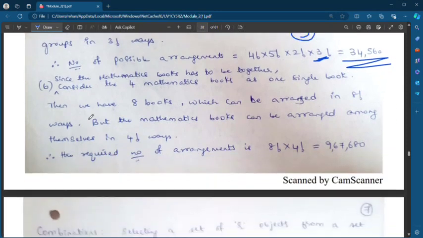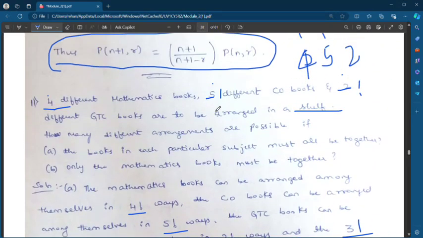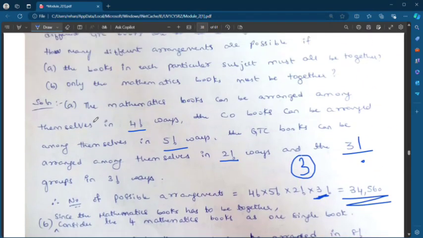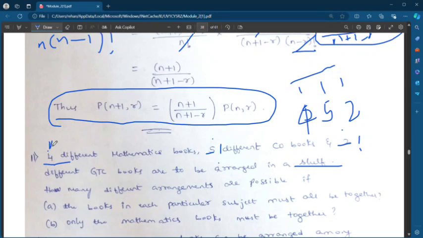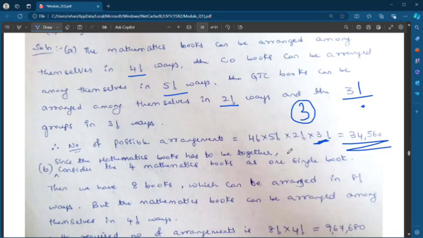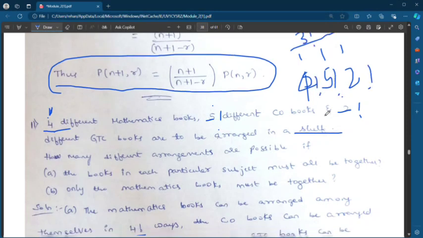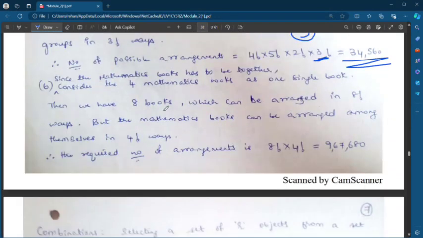In the second question's condition, all the mathematics books are one single book now. Then we have 8 books. Totally how many books are there? 4 plus 5 plus 2 is 11. But now the mathematics books will act as only 1, so 5, 6, 7, 8. Here only 8 others. Don't get confused: in the earlier case we took 3 groups, right? So 1 group, 2 group, 3 groups, that gave us 3 factorial into this factorial into this factorial. Now we are doing this.